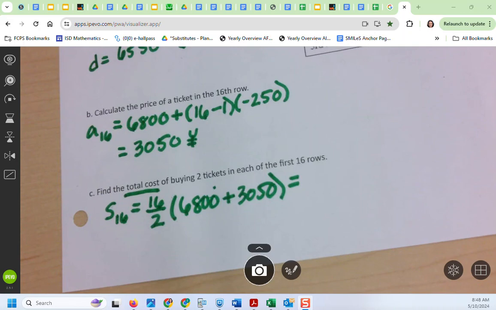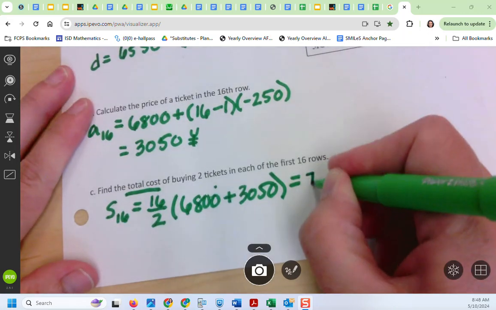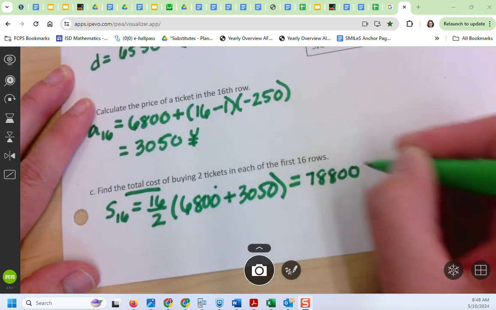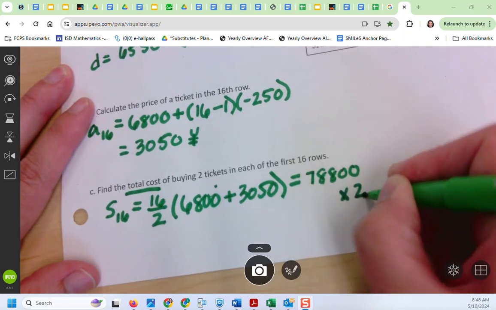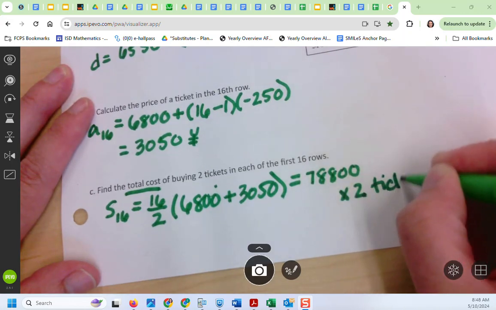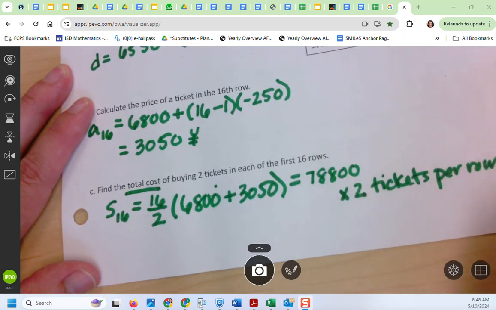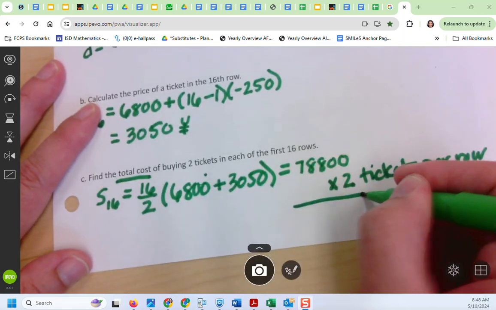All right, so far I'm getting 78,800. Anybody confirm that? Good, thanks. And then because we want 2 tickets per row, we're going to multiply by 2.